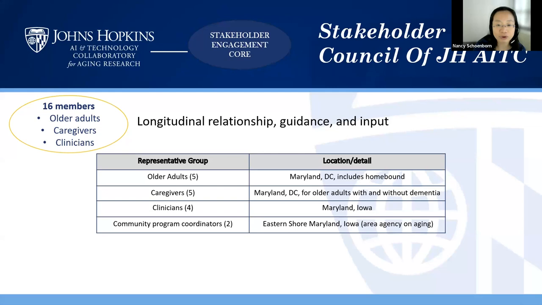And so we have successfully recruited 5 older adults in the Maryland and DC area, including ones who have serious illnesses and are homebound. We have 5 caregivers here in Maryland and DC, including some from the Eastern Shore where the access may be a bit different. And these include caregivers for older adults both with and without dementia.